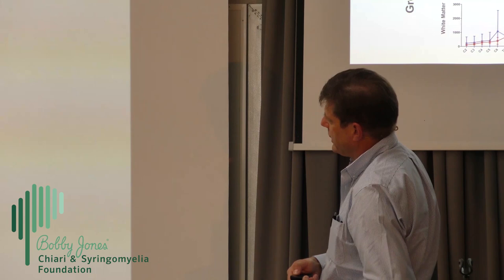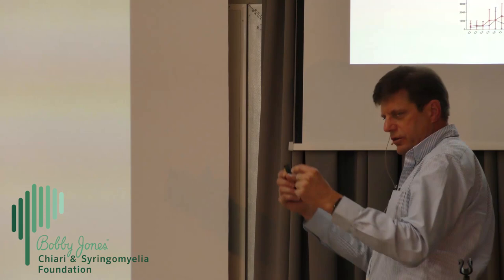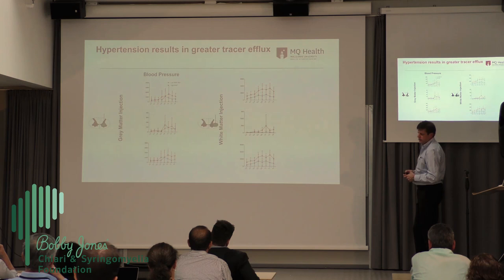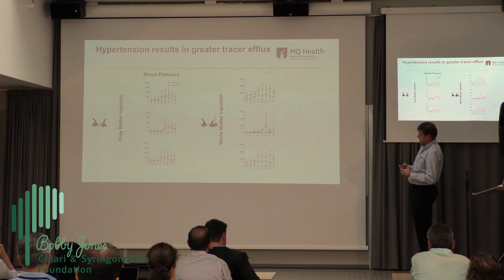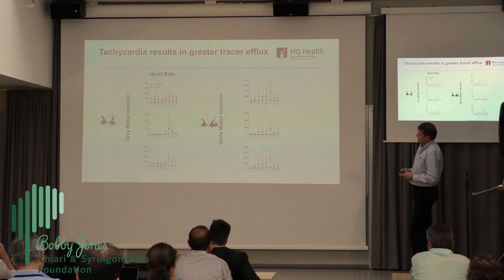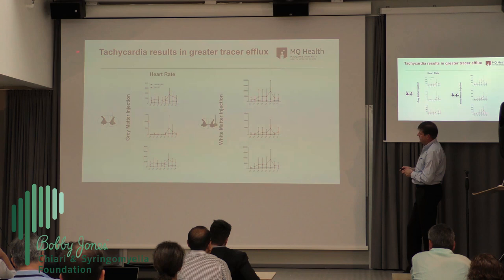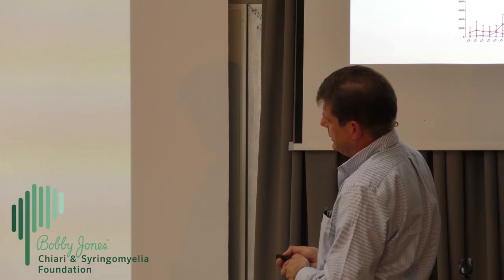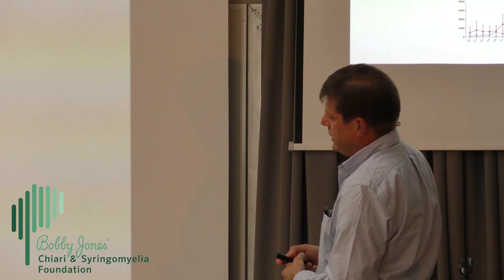But hypertension, which reduced fluid flow into the cord, increased the fluid flow out of the cord. So in animals that had the blood pressure increased, there was a greater movement of CSF tracer out of the cord. And similarly with tachycardia. So in these animals that have a very high resting heart rate, if we increase the heart rate by pacing them, we showed that in whole spinal cord, so both grey matter and white matter injections, heart rate increased the amount of fluid flow out of the spinal cord.